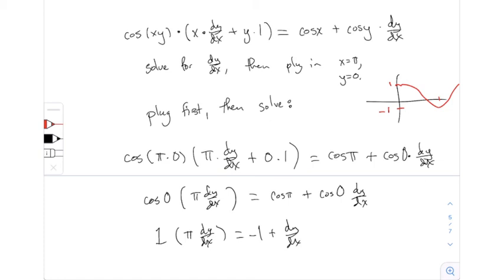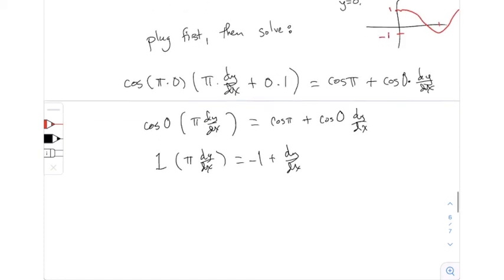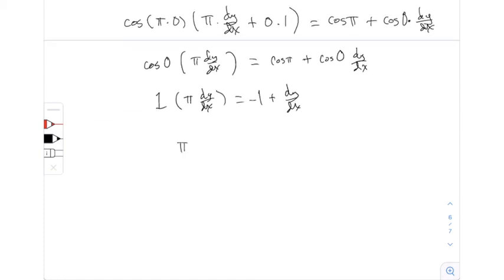All right? Can we solve that for dy dx? I think so. The left side is just pi dy dx. The right side is minus 1 plus dy dx. How would I solve this for dy dx? There's no tricks anymore. This is just ordinary algebra at this point. What would you do to solve for dy dx?